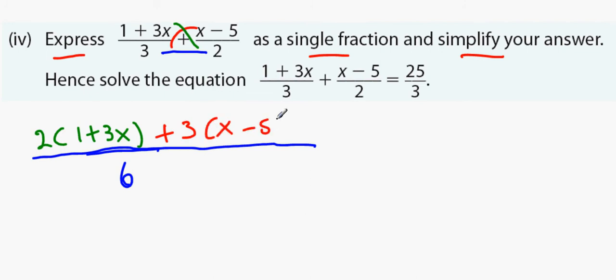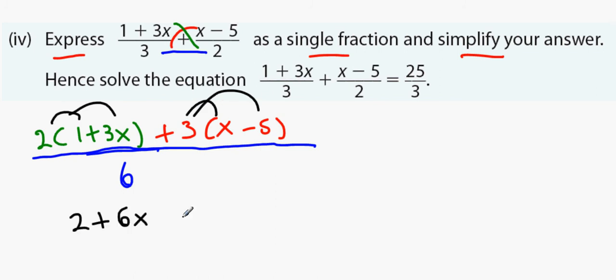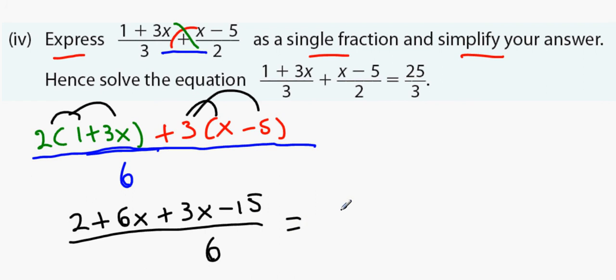Okay. Now a simplified question never has a definite answer. Okay. So we're just going to multiply these out. Okay. And what happens next is we're going to get 2 plus 6x plus 3x minus 15, all divided by 6. And then what we can do now is use the 2 and the 15 together, and that's going to be minus 13. 6x plus 3x gives you 9x, and that's all divided by 6.